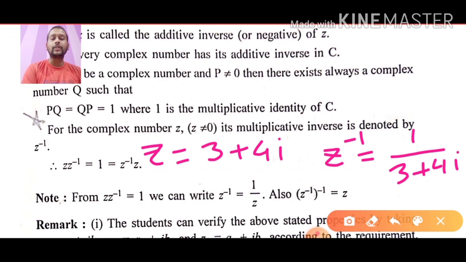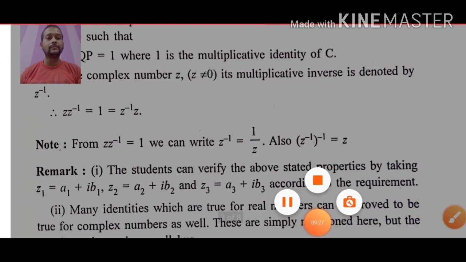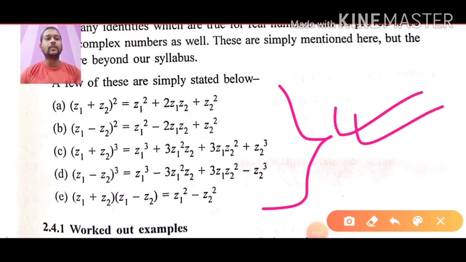Here we'll do it for complex numbers, that means imaginary numbers. Okay, only for imaginary numbers. When we have a real number, that's not a problem, but for a complex number, here we can say complex number. Okay, and these things mean it will hold all the algebraic identities.